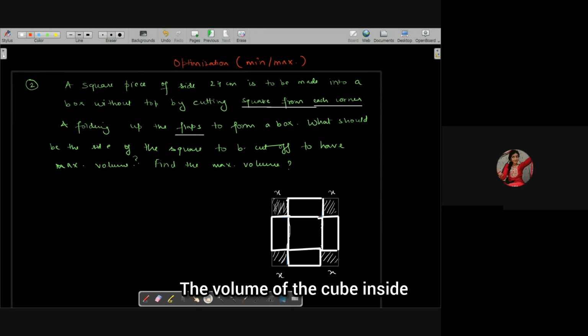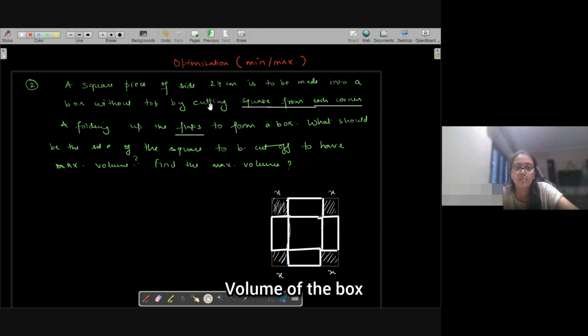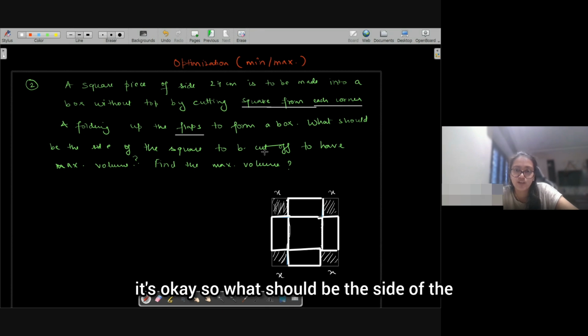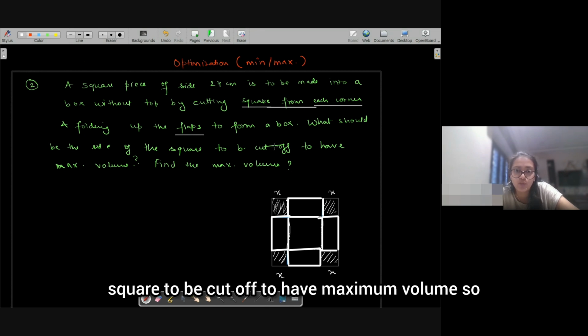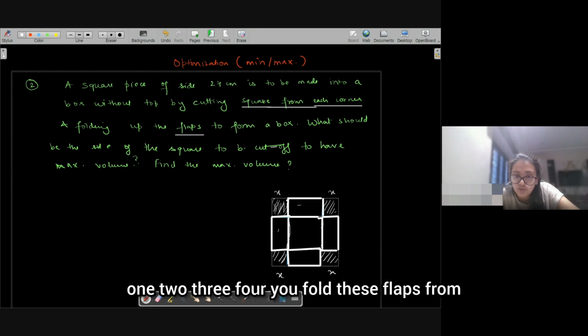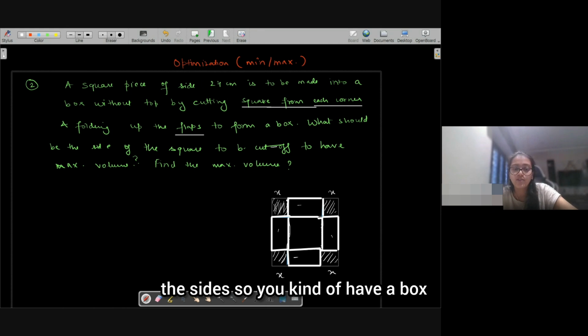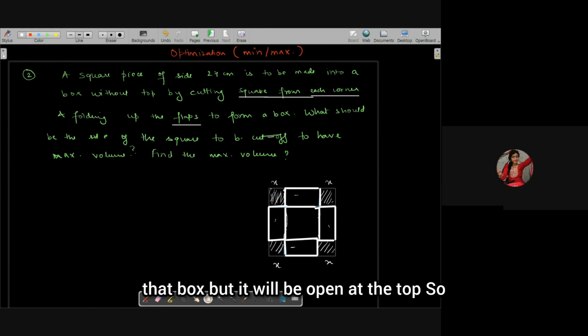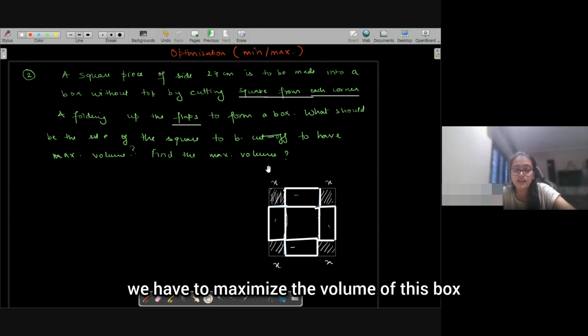The volume of the box. Sorry, what should be the side of the square to be cut off to have maximum volume? When you fold these flaps, this one, two, three, four, from the sides, you'll have a box where you can put stuff inside, but it will be open from the top. So we have to maximize the volume of this box.